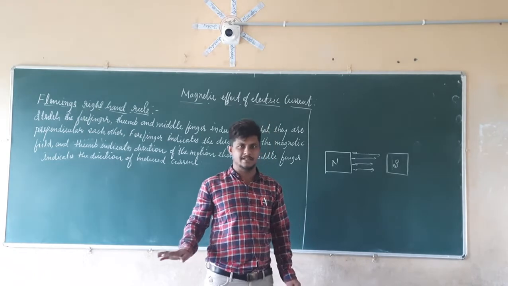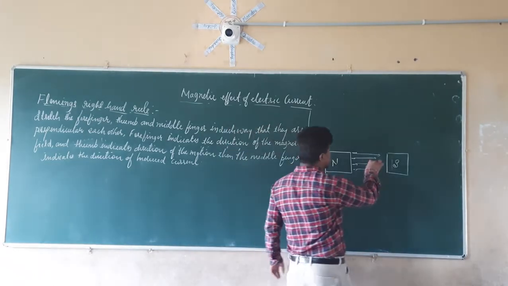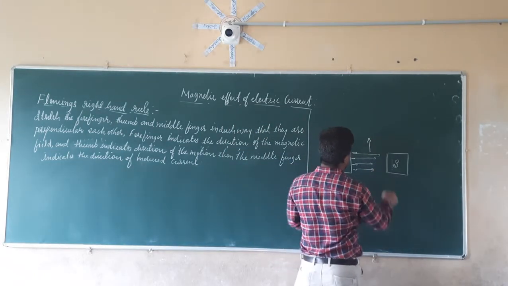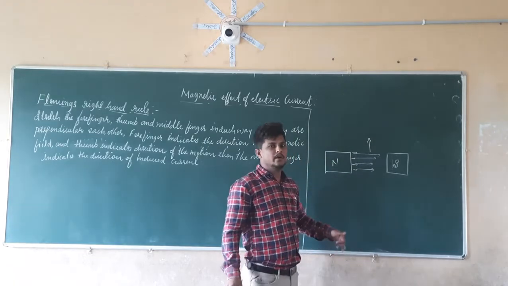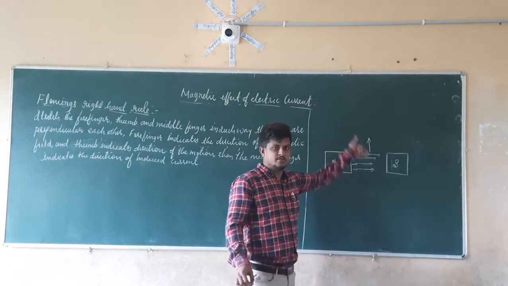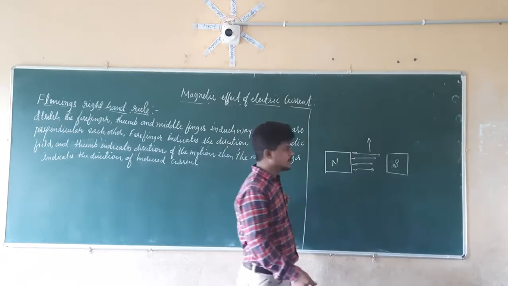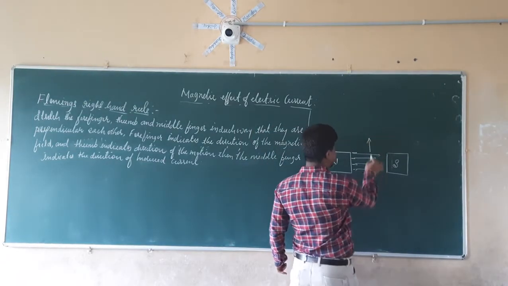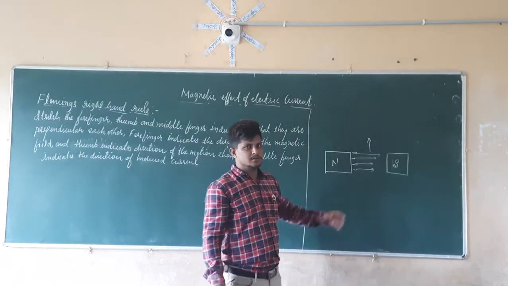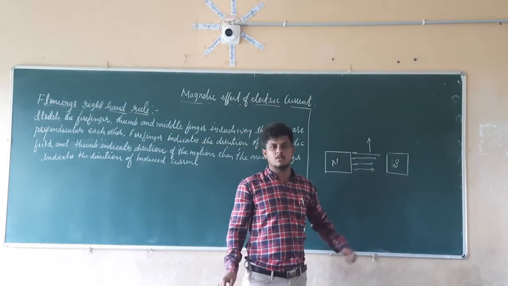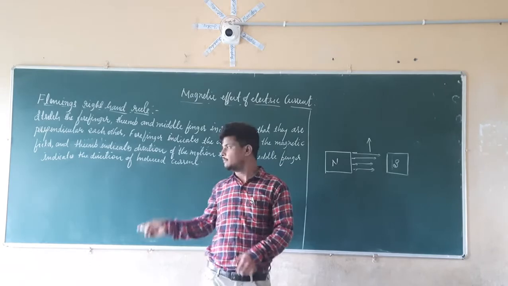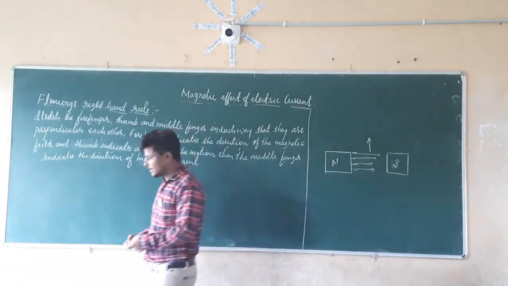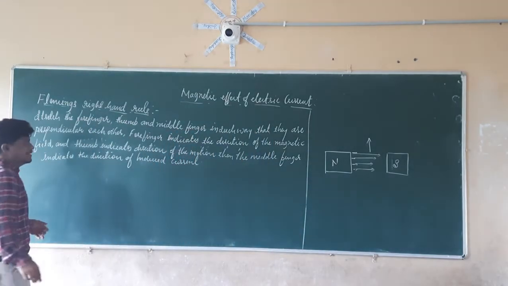Fleming's right hand rule. See here, the magnetic field is going in this direction and the conductor is moving in an upward direction. Initially it is in upward direction, then it is in downward direction. Again it is in upward direction, then downward direction. In each and every case we are going to see the direction of the current by using Fleming's right hand rule. So let's see what Fleming's right hand rule states here.